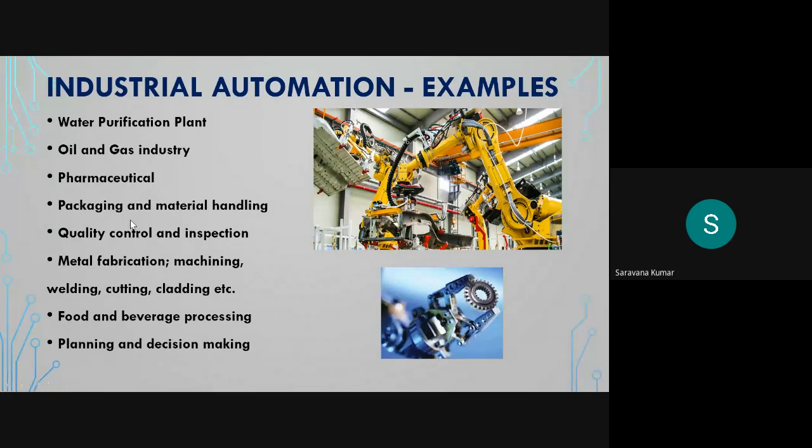In packaging and material handling, compared to pharmaceutical, I think safety is lesser, but production-wise it is very important for material handling and quality, sorry, in fabrication, machining, all these things, production is very important. So the PLCs act in nanosecond timings. Nowadays nanosecond PLCs are also available in the market, but the price differs. Food and beverage processing, planning and decision making, everything is done by automation.